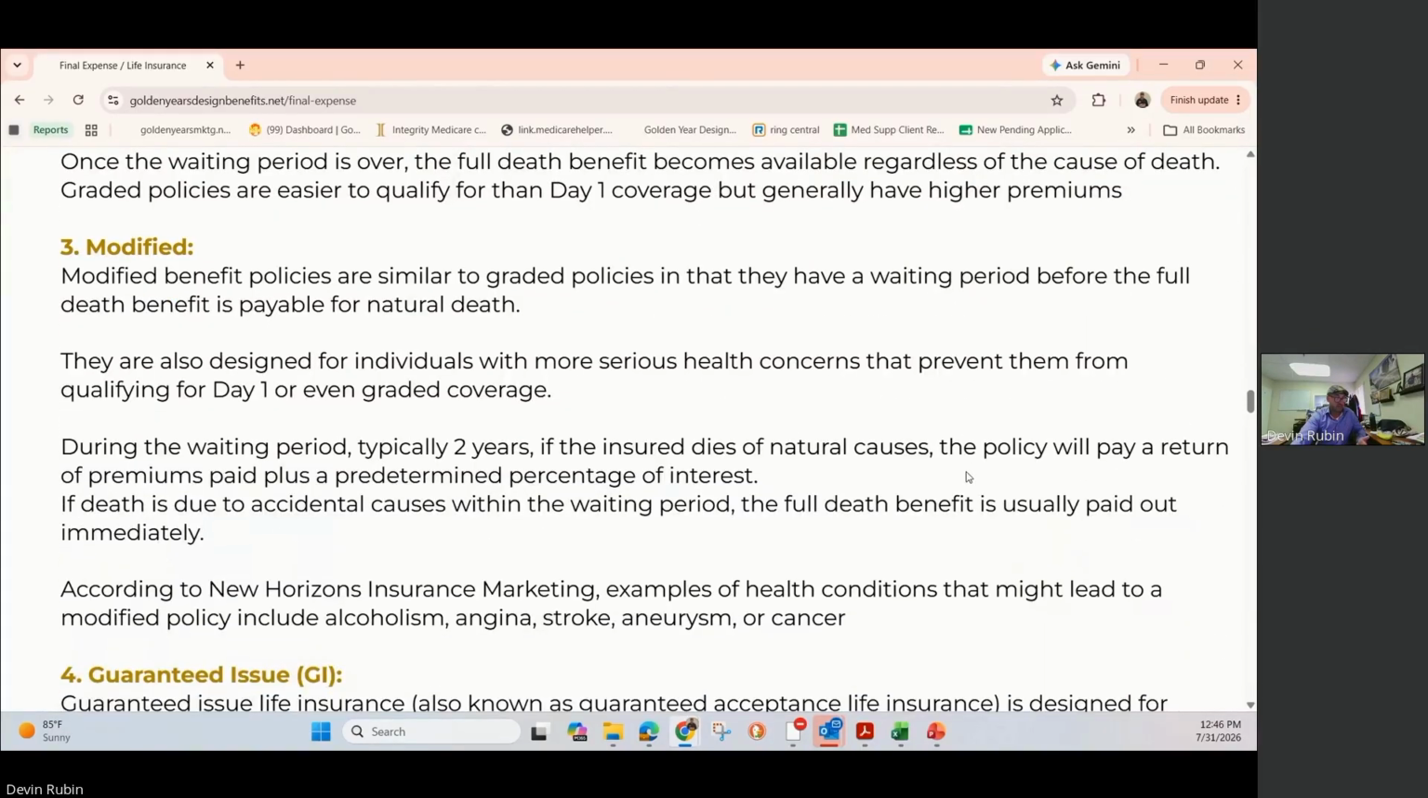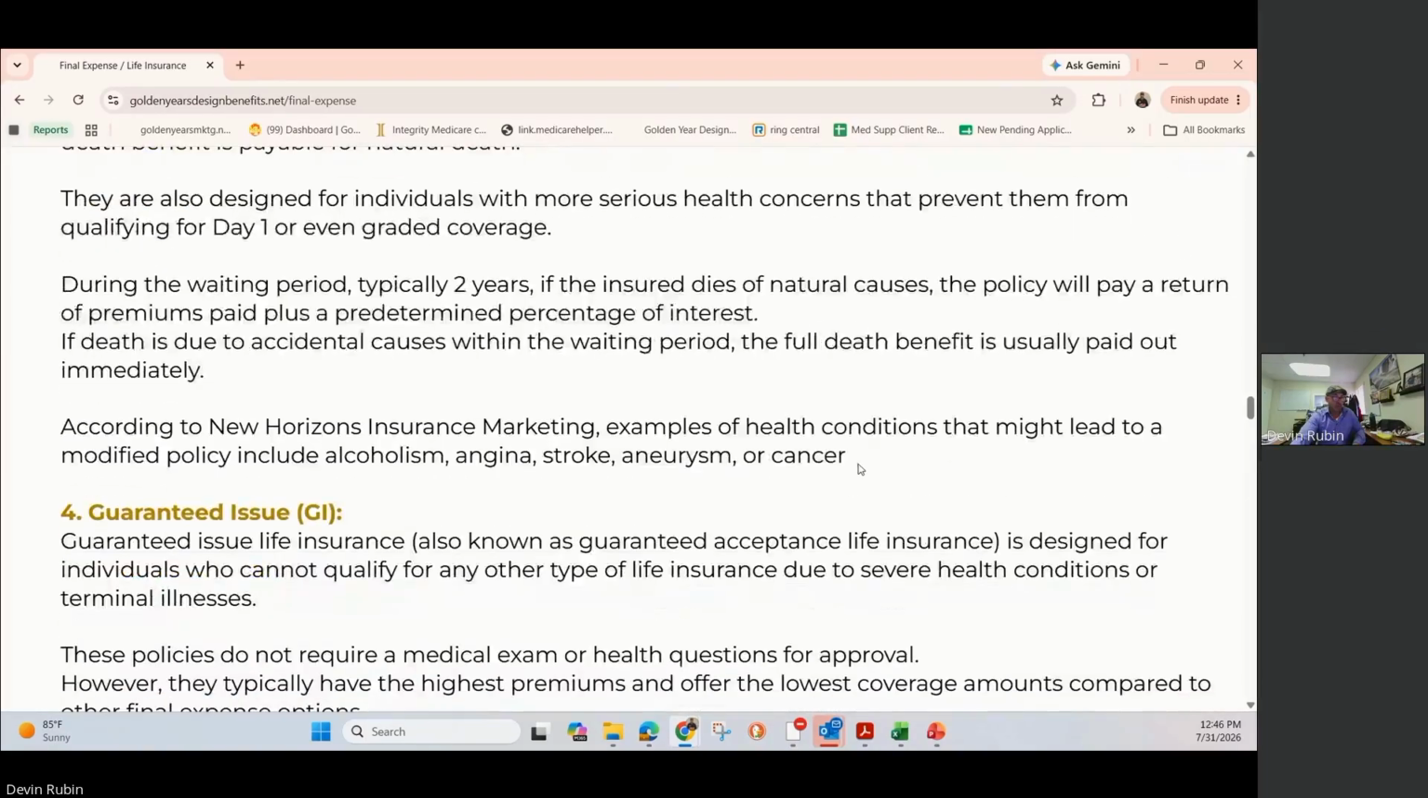All right, modified is similar to graded, right? And they have a waiting period before the full death benefit is payable for natural death. They're also designed for individuals with more serious health concerns that prevent them from qualifying for day one or graded coverage. During the waiting period, typically 2 years, if the insured died of natural causes, the policy will pay a return on premium plus a predetermined percentage of interest. So it would be all the money that they paid into the policy plus usually 10%. However, if the death is caused by accidental causes within the waiting period, the full death benefit is usually paid out immediately.